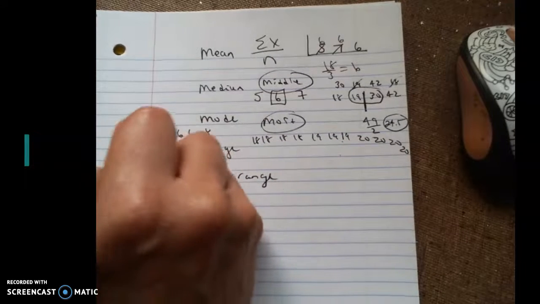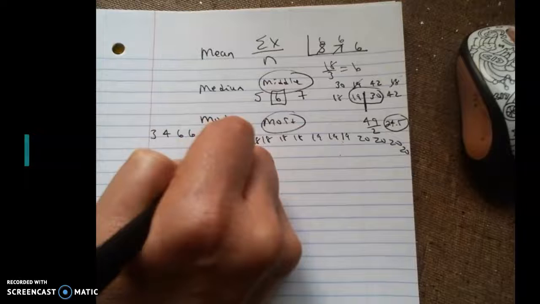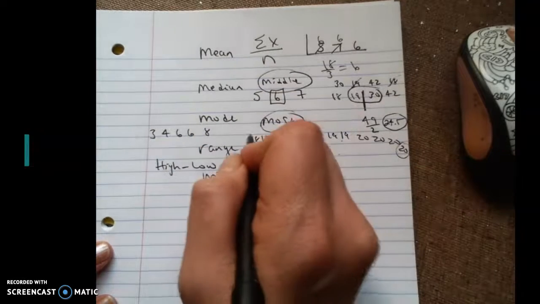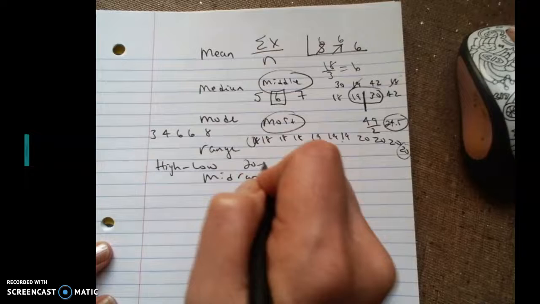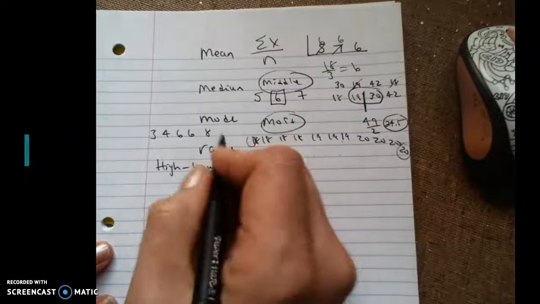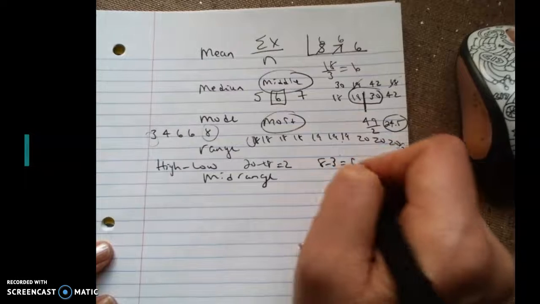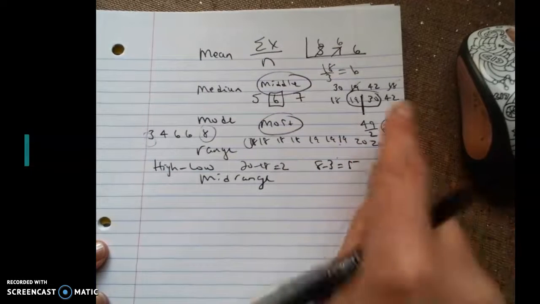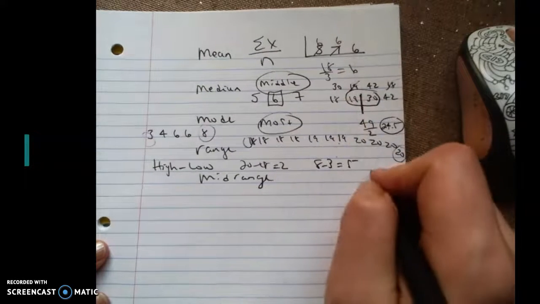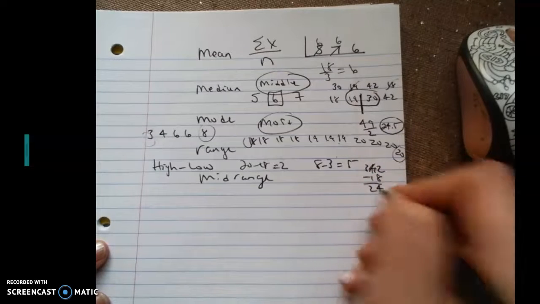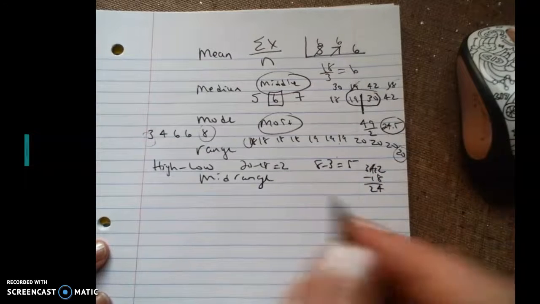The range is high minus the low, and you actually get an answer, okay? So like here, the highest age was 20, the lowest was 18, so 20 minus 18 is 2. Here, the range is the high minus the low, 8 minus 3 is 5. And then here, 42 minus 18 is 24, that is the range, okay?